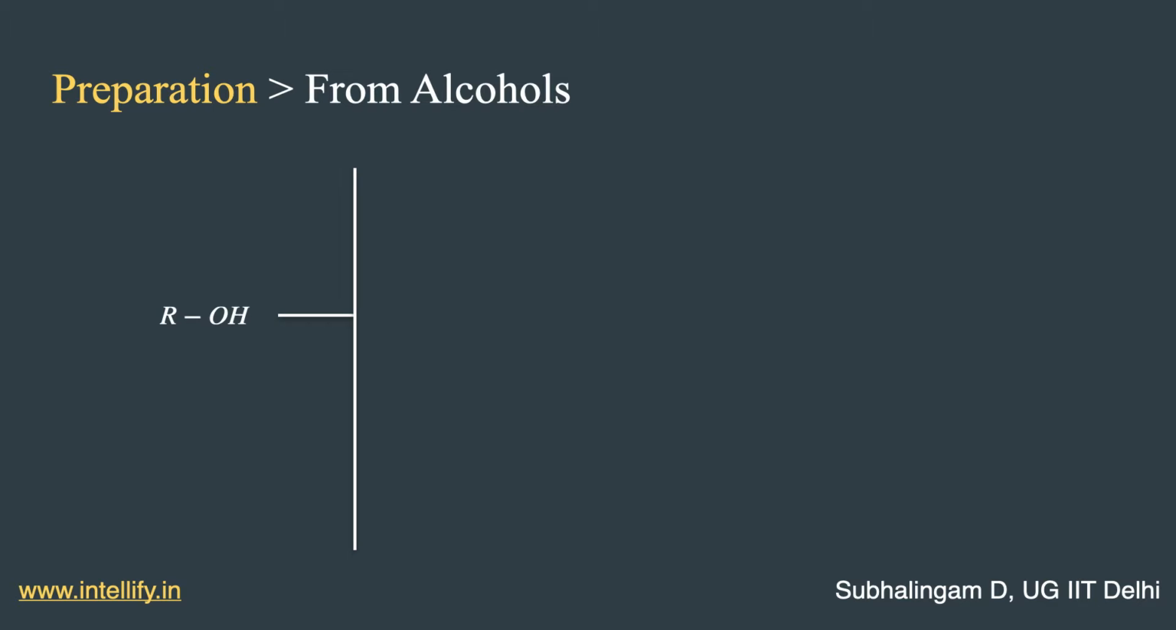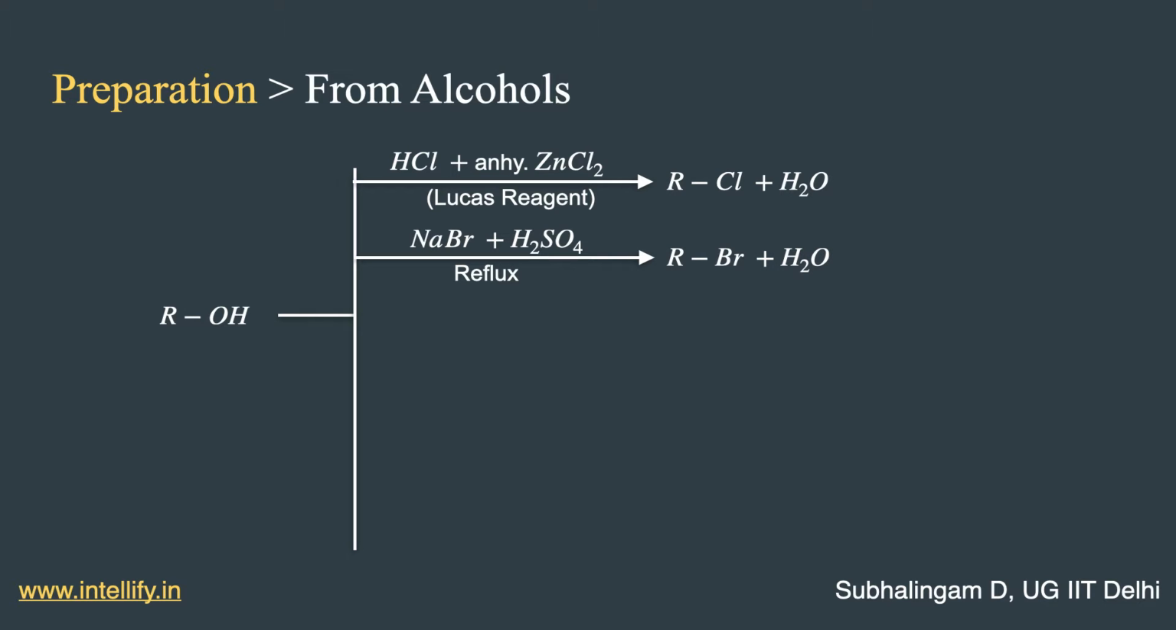I take an alcohol ROH and add it to HCl in presence of anhydrous zinc chloride, which is called Lucas reagent, and I get RCl along with water. I can make it react with NaBr in presence of sulfuric acid to get an alkyl bromide. Another reagent that we have is phosphorus trihalide, where the halogen can be either chlorine or bromine, and I get 3 moles of alkyl halide and H3PO3.